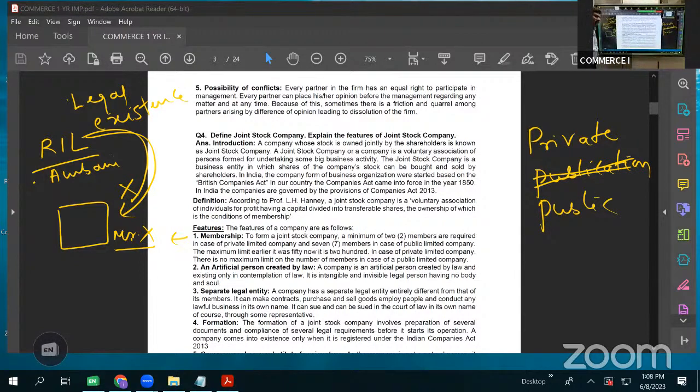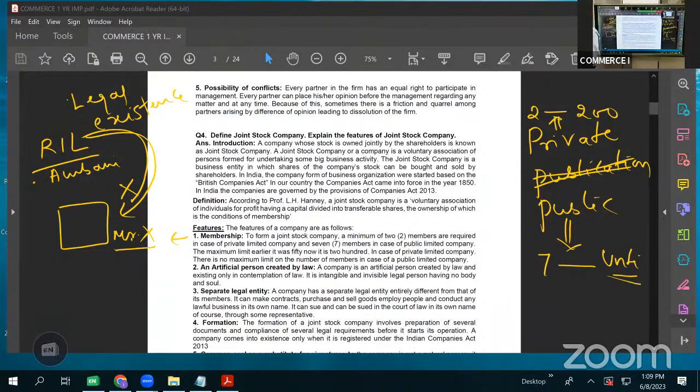So when it comes to membership, like I told you, in case of sole proprietor, only one person, only one member. In case of partnership, minimum 2, maximum 50, I said. Similarly, in case of a company, if it is a private company, they have to have minimum 2 persons and maximum 200. In case of a public limited company, minimum 7 members and maximum unlimited. They can have any number of members.